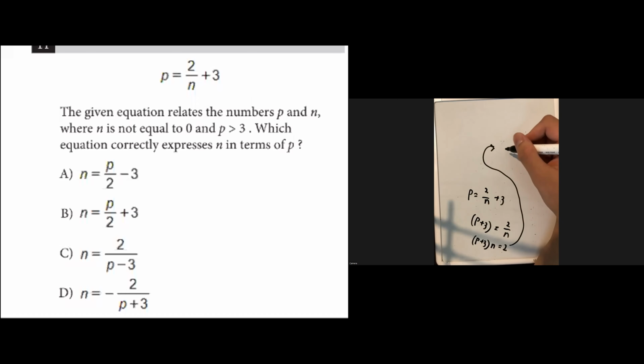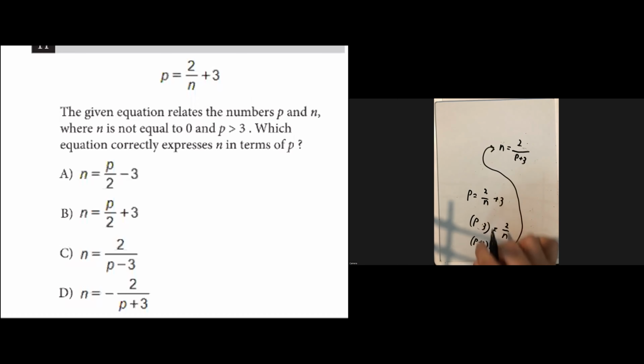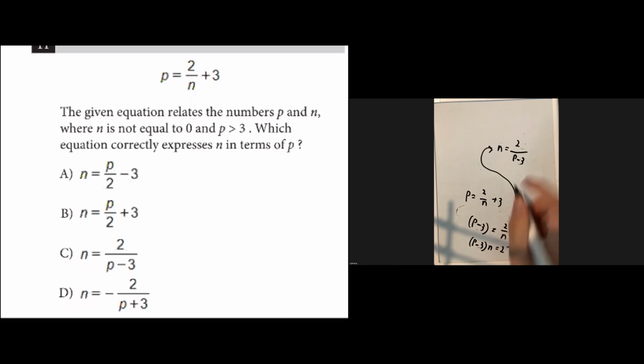oh wait, oopsies, this is not supposed to be a plus, this is supposed to be a minus, because you'd subtract 3 from both sides, not add 3 to both sides. So you do minus 3 and minus 3, yeah. So that would be answer choice C.